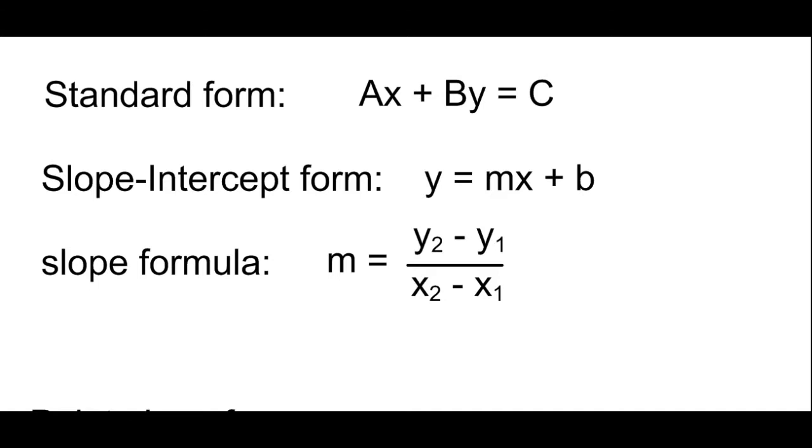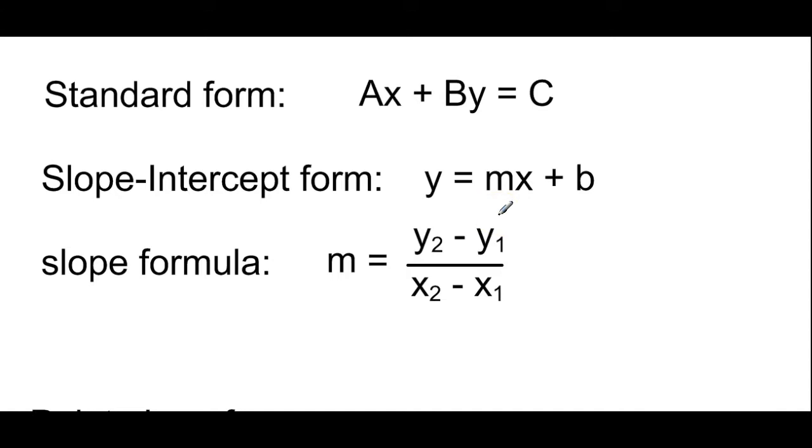We have standard form, which is ax plus by equals c. We have slope-intercept form, y equals mx plus b. Remember, slope-intercept form is the most popular form. It also is the one that is so easy to graph. We also have dealt with the slope formula.